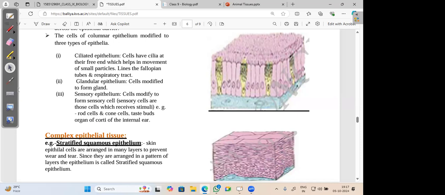Then you have sensory epithelium. The sensory epithelium senses. So cells are modified to form sensory cells. Examples of sensory cells: rod cells and cone cells, taste buds, organ of Corti of the internal ear. In our eye, rod cells and cone cells perceive the light. So rod and cone cells present in the eye form the retina.